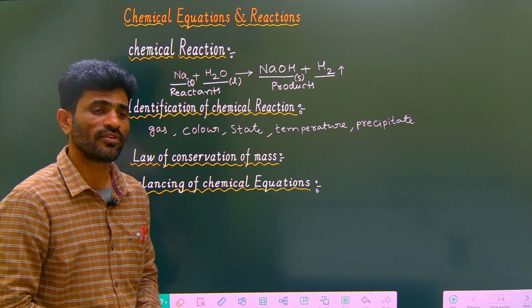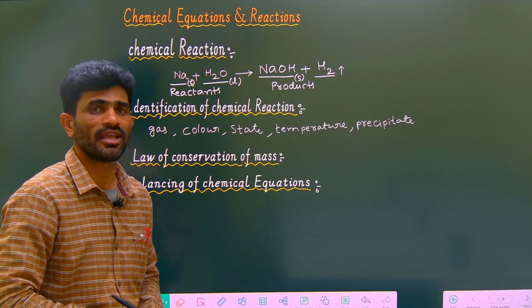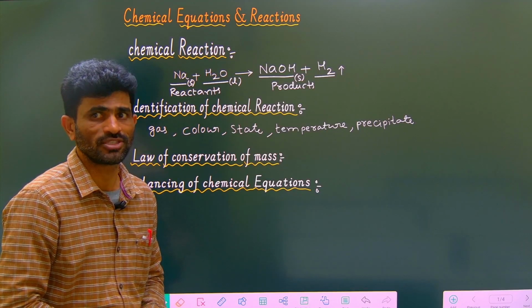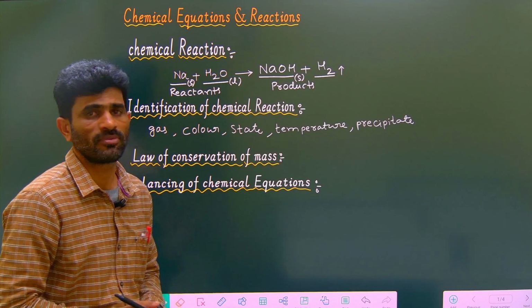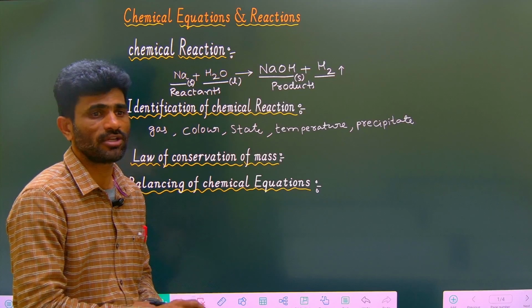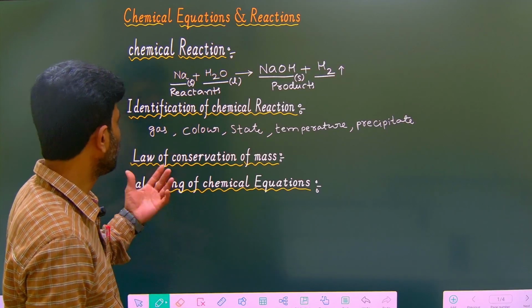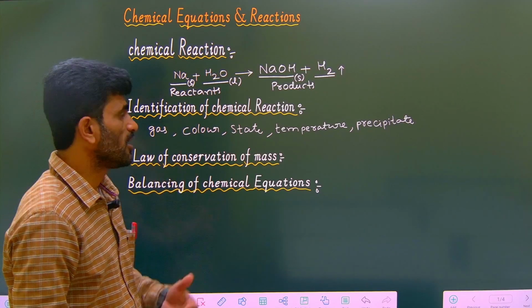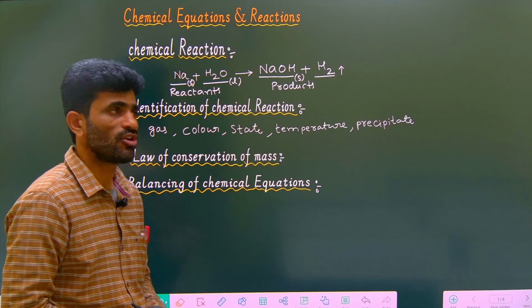Law of conservation of energy means what? Energy can neither be created nor be destroyed, but it can be transformed from one form to another form. It cannot be created or destroyed. The same way, mass also cannot be created or destroyed.